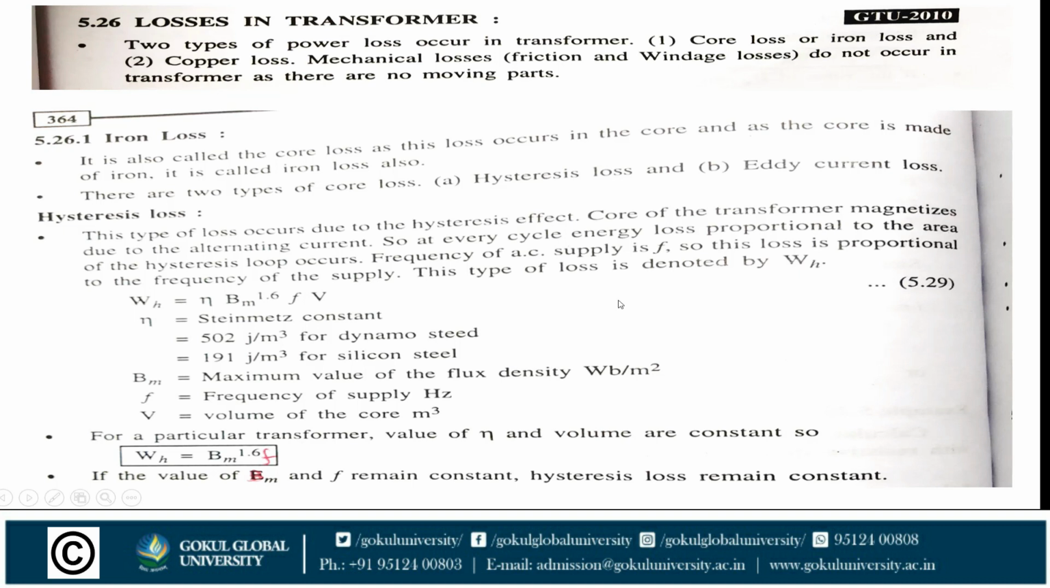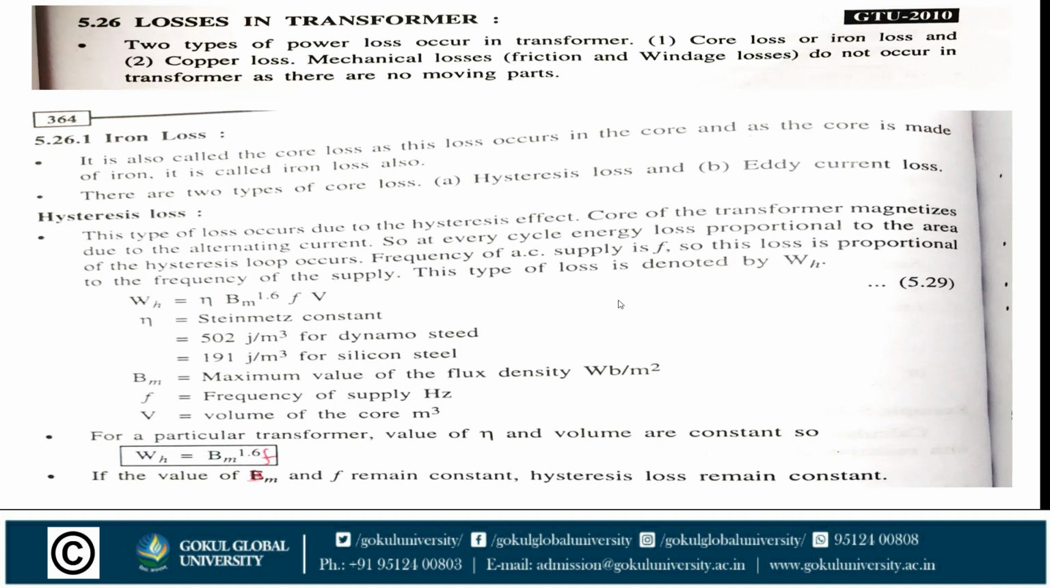Now we know that there are two major types of power loss that occur in a transformer. First one is core loss, or you can say iron loss, and second one is copper loss. In a transformer there is no rotating part, that's why mechanical loss, or you can say friction and windage loss, is zero. So mainly there are two losses.